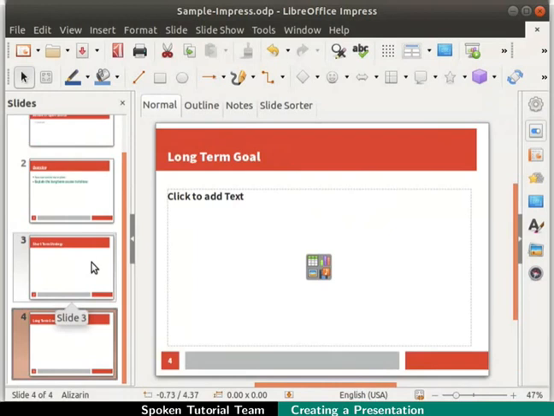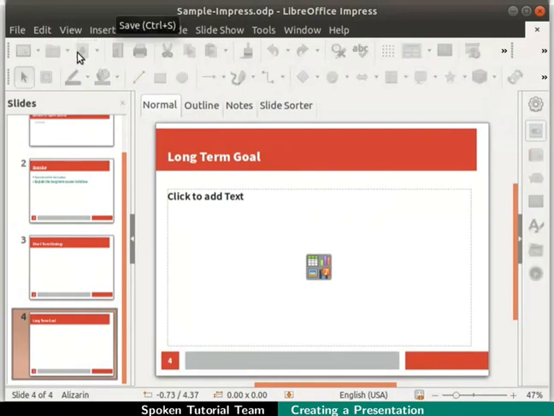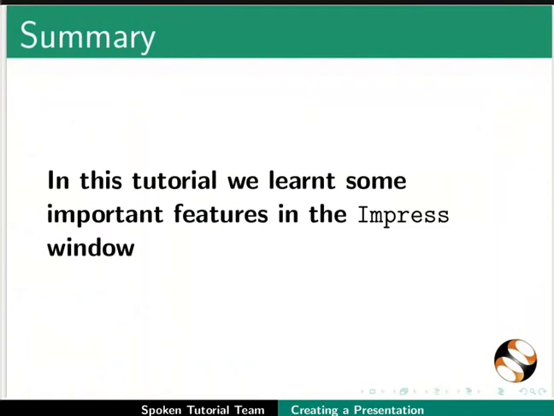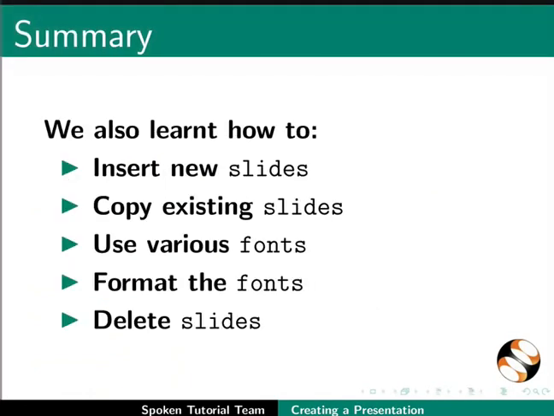Let us save all the changes we made in our presentation by clicking on the save icon and then close the file. With this, we have come to the end of this spoken tutorial. Let us summarize. In this tutorial, we learned some important features in the Impress window. We also learned how to insert new slides, copy existing slides, use various fonts, format the fonts, and delete slides.